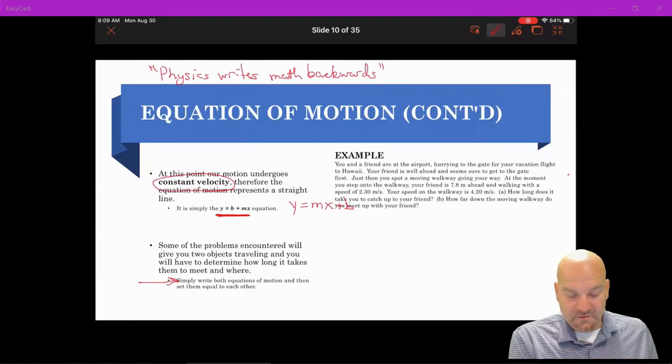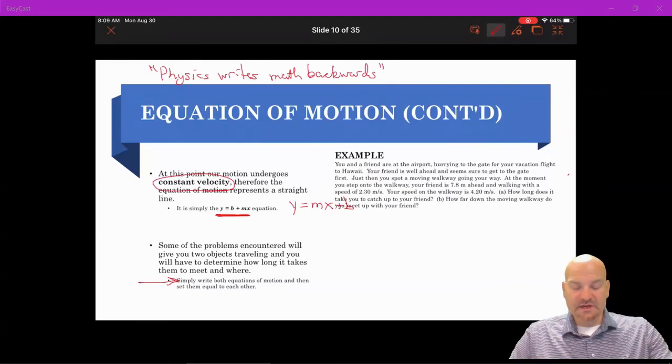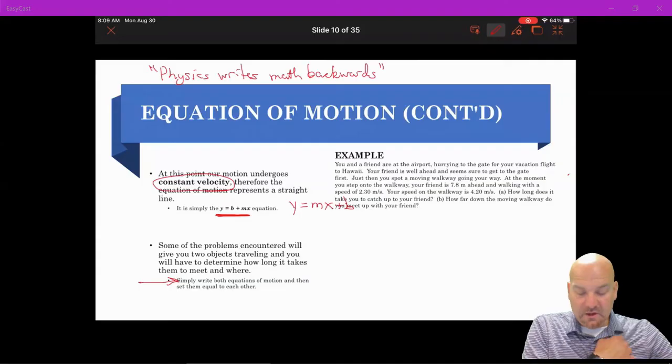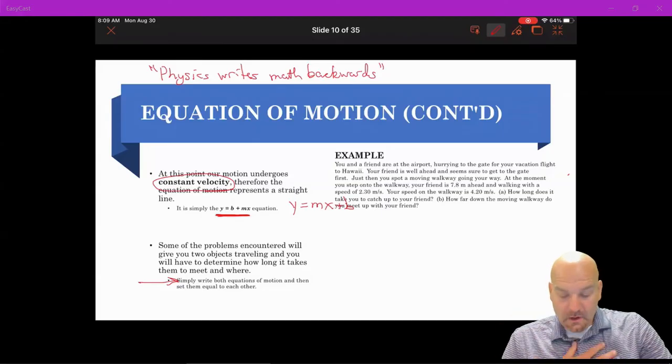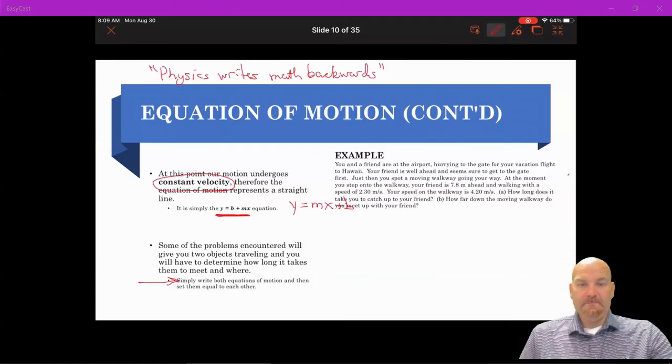Okay, so here we go. We got a friend. You and your friend are going on vacation to Hawaii. Your friend is well ahead of you, seems sure to get to the gate first, just when you spot a moving walkway going your way, right? At the moment you step on the walkway, your friend is 7.8 meters ahead of you and walking with a speed of 2.3 meters per second. Your speed on the walkway is 4.20 meters per second. How long does it take for you to catch up to your friend, and how far down the moving walkway do you meet up with your friend?